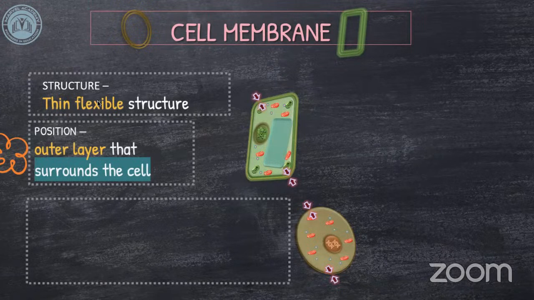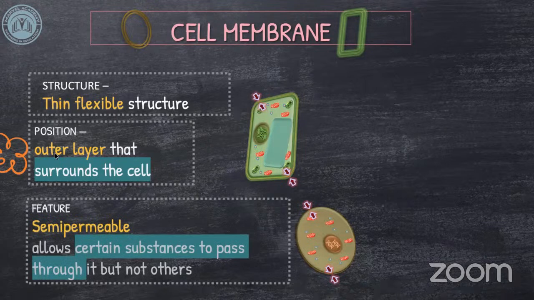So actually the structure is a thin, flexible structure. So let's try to talk about this. Now children, they say the position: the outer layer that surrounds the cell. The feature is that it is semi-permeable. What does semi-permeable actually mean? Our cell membrane is considered a semi-permeable membrane, or else we can say it is selectively permeable. Selectively permeable means it allows some substances to pass through.